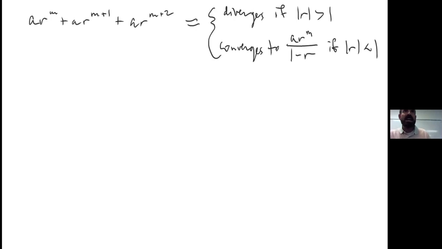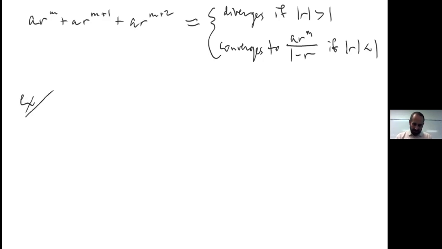And in particular, if it diverges, we could actually say that it diverges to plus or minus infinity, depending on what A and R are. That's something we could be more specific about, but it converges to that value if R is an absolute value less than 1. Okay, so let's do a little example here.